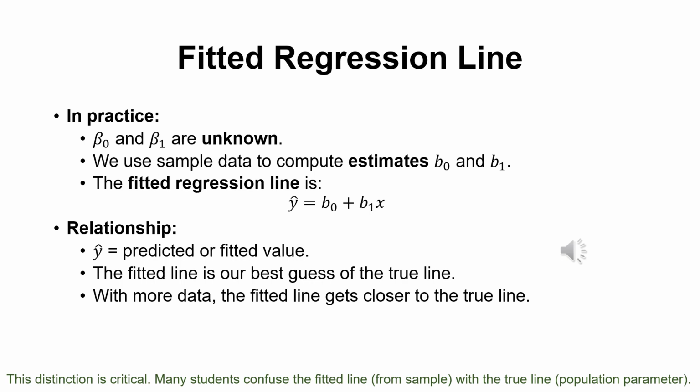We use sample data to compute estimates b_0 and b_1. The fitted regression line is y hat equals b_0 plus b_1 x. Y hat is the predicted or fitted value. The fitted line is our best guess of the true line. With more data, the fitted line gets closer to the true line.